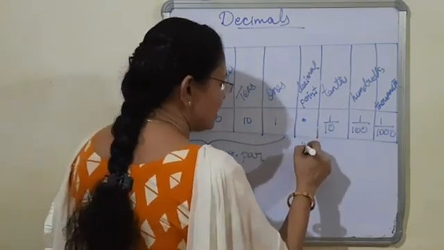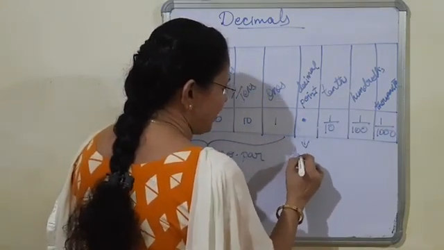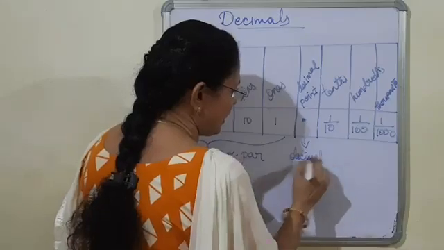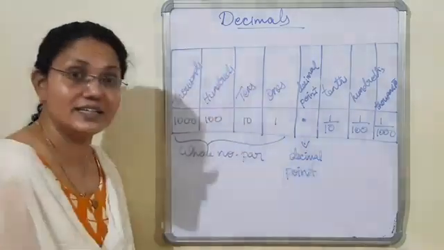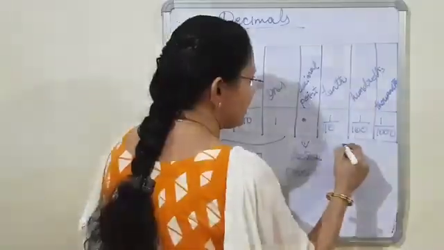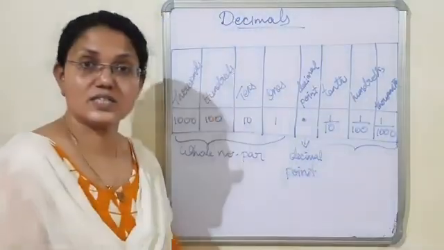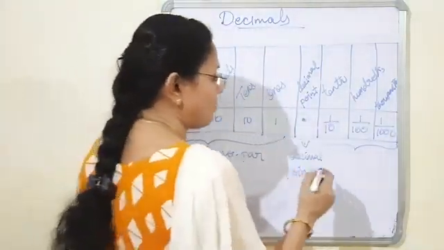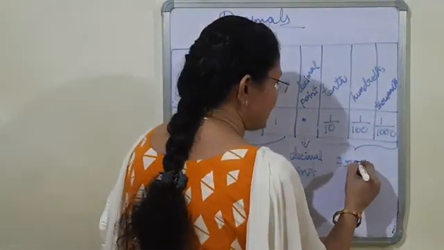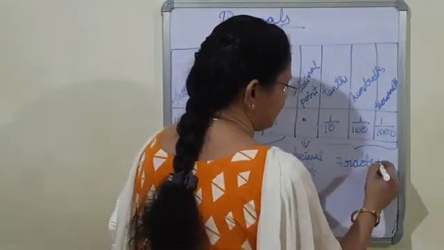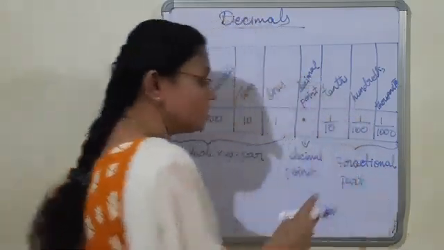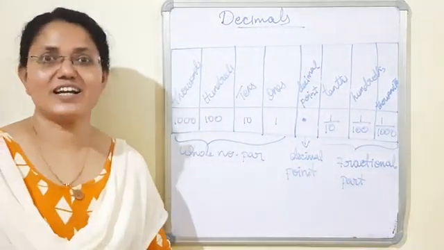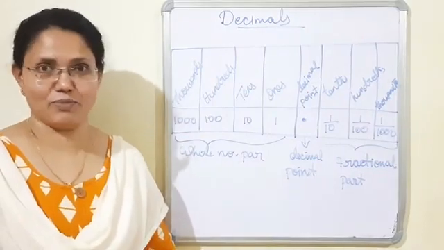And this is another one, the decimal point. This decimal point separates the whole number part and the decimal part. And the part which is there after the decimal point is known as the fractional part. This fractional part we are writing as decimal numbers.